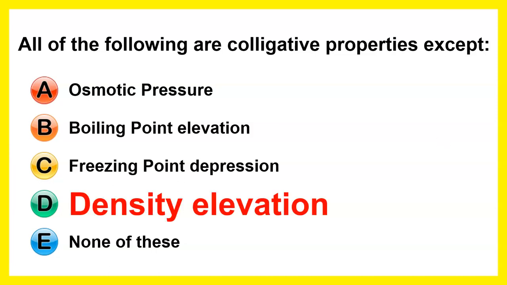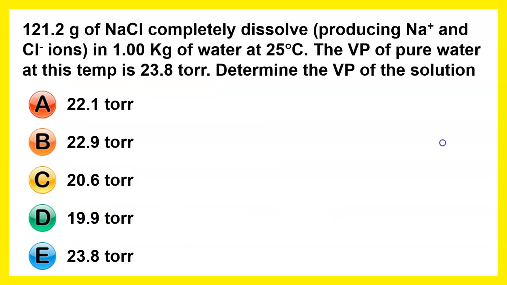Density elevation, that's not a thing, right? The rest are. All right, a calculation. This time we want to see what the vapor pressure would be if you dumped some salt into the water. And they tried to give you a hint in parentheses. They tried to remind you that salt is going to break apart into different ions.